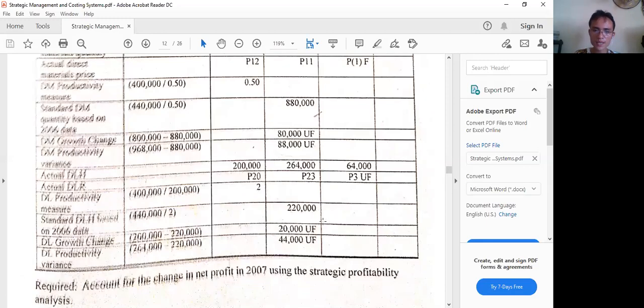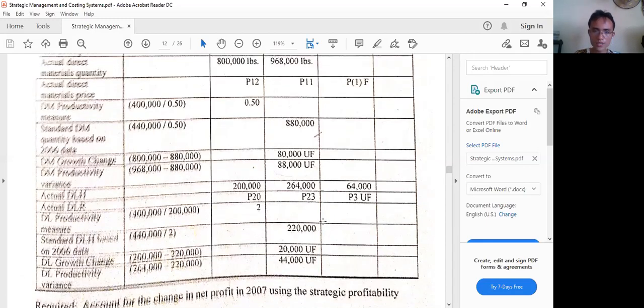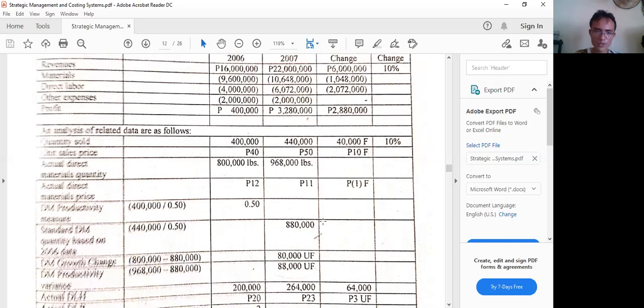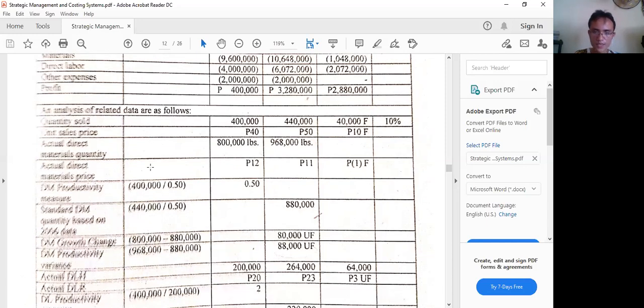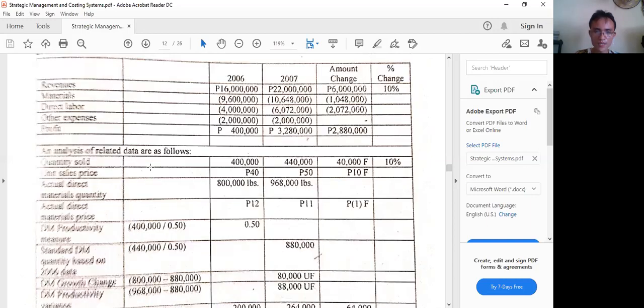And we can also say then the learning point here is that the variance, for example, for direct materials is simply the difference of the costs of them. Whereas it is not shown here in terms of the two, but we can basically check or multiply. So that's 400,000 times 40, that's 16 million.